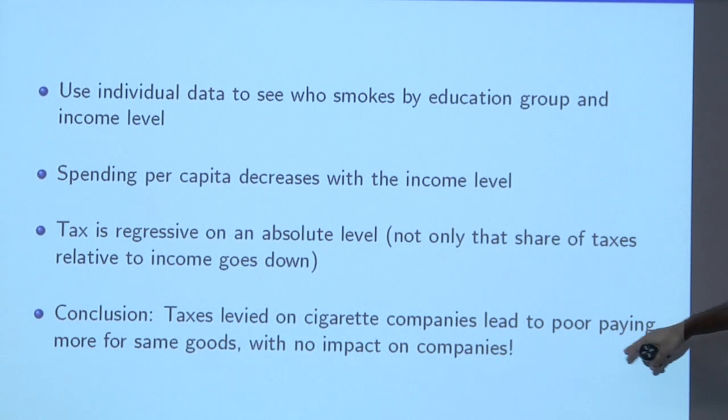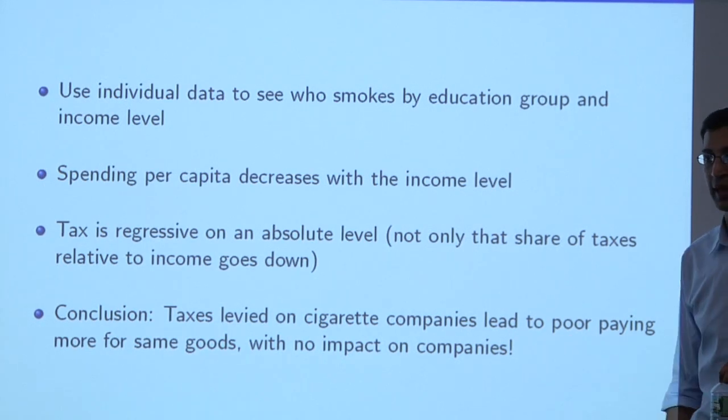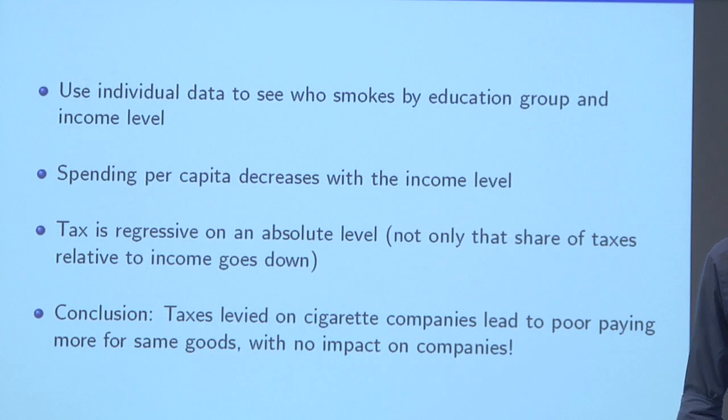And so the bottom line of this study is that when you levy taxes on cigarette companies, at least at the state level, basically what you're doing is taking money away from low income people with no impact on the companies, which may not be, depending upon your welfare perspective, what you wanted to do. No, that's right. And so you make a good point. Usually when we think about incidence, we think about impact on prices and not impact on quantities.